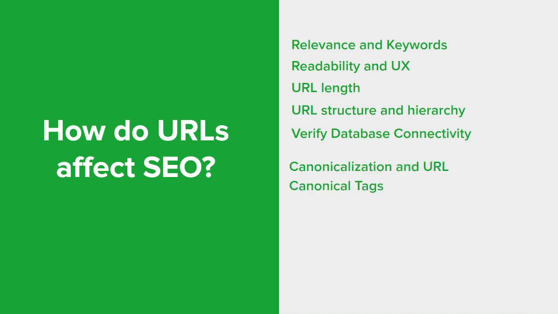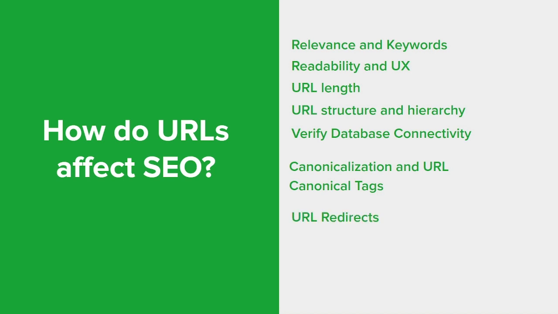Canonicalization and URL canonical tags. URLs should be consistent and avoid duplication to prevent potential issues with duplicate content. Canonical tags can be used to indicate the preferred version of a URL when multiple versions of the same page exist. So canonicalization helps search engines understand what URL should be indexed and displayed in search engines.